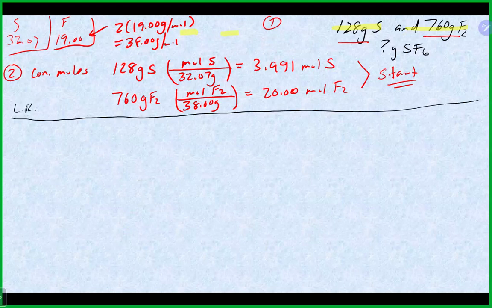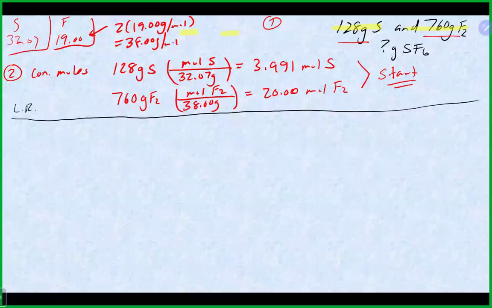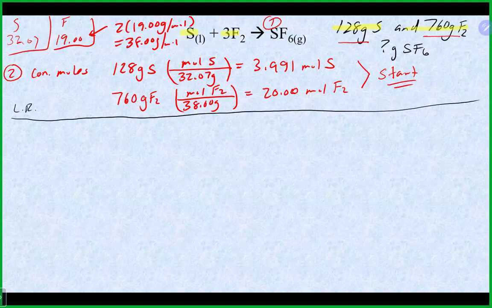It does not matter which one you want to choose. Basically, you're going to pick either the sulfur in this case, or the F2, and do a very simple stoichiometry calculation between S and F2. Let's say I choose the S. I want to know how much F2 is needed to use up all the sulfur.